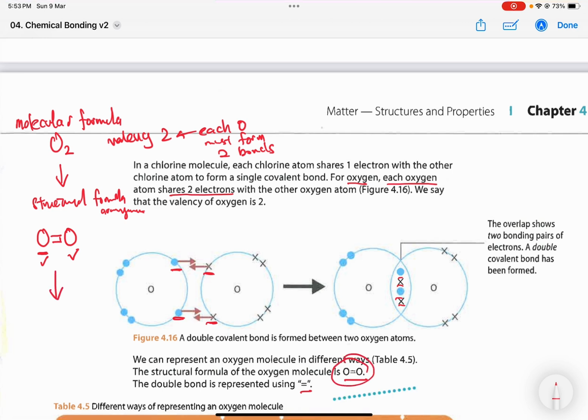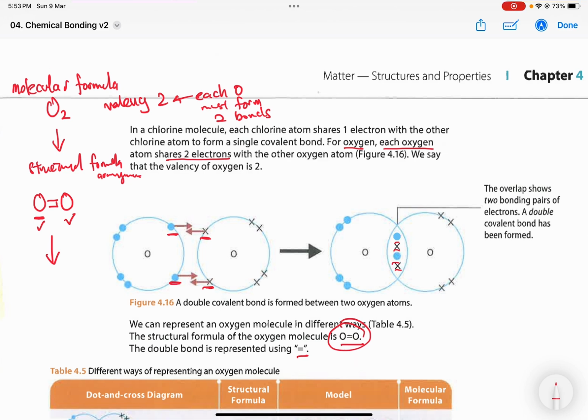From the structural formula, I'm going to do the dot and cross now. How to do the dot and cross? As long as there's a bond between them, there must be an overlapping region. So I draw one shell for O, and another shell for the other O with an overlapping region. There are 2 bonds here. Each bond represents 1 bonding pair, which means 1 cross, 1 dot. So with 2 bonds, it should be cross dot, 1 bonding pair, cross dot, another bonding pair. So I'm done with the bonding electrons here.